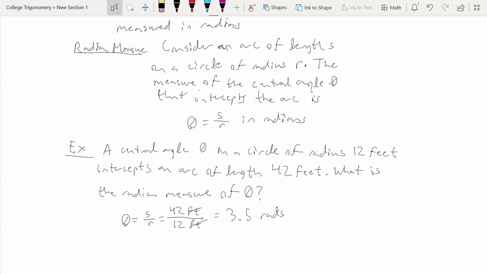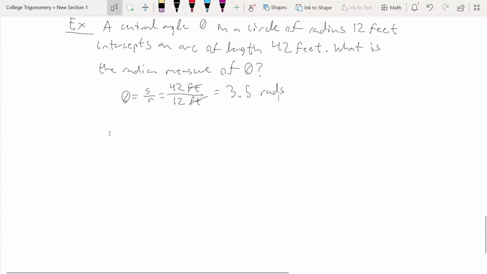Any questions on that? Arc length, yes. Radius of the circle. Yeah, so I'm probably always going to use S for arc length. Sometimes I may use capital L also. Any questions on that at all?